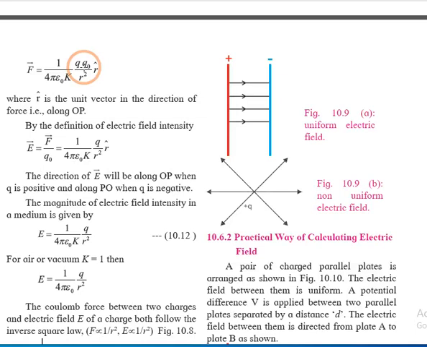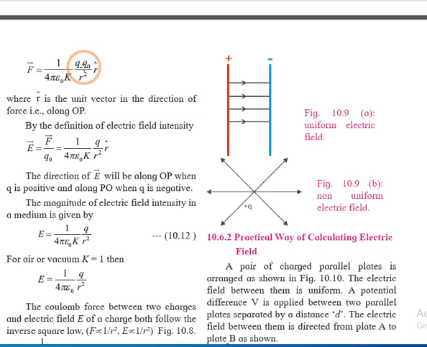Now we know that the definition of electric field intensity is given by E is equal to F upon Q. Here Q naught is considered as another charge. So the electric field will be produced because of charge Q. So E is equal to F upon Q naught, that is 1 upon 4 pi epsilon naught K Q Q naught upon R square into R cap divided by Q naught.